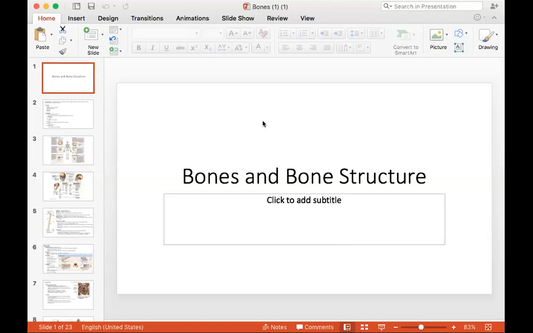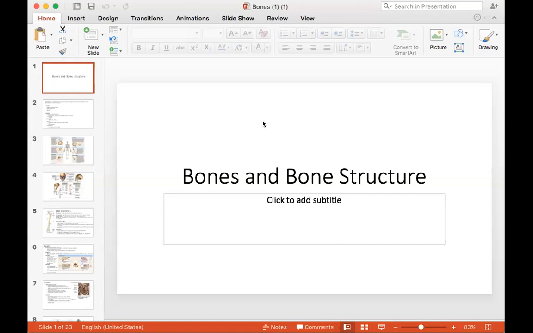Okay, all right, we're going to start the next section. The next sections are on bones and muscles, and that's what will be covered on your final and on your final practical.